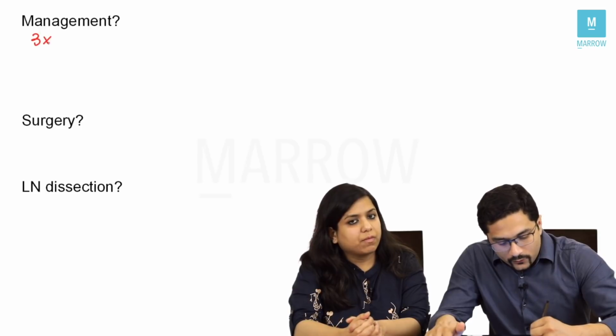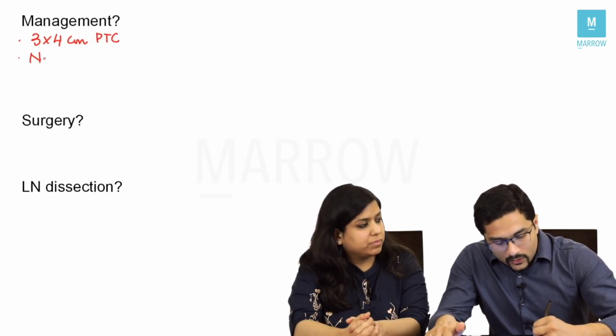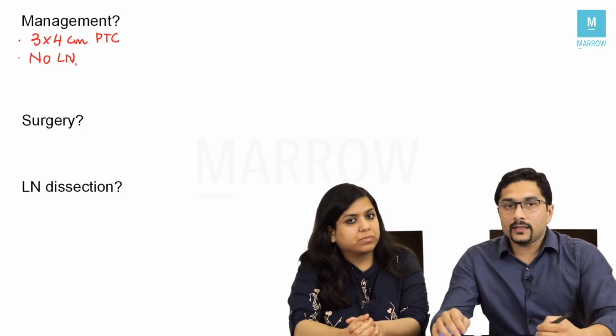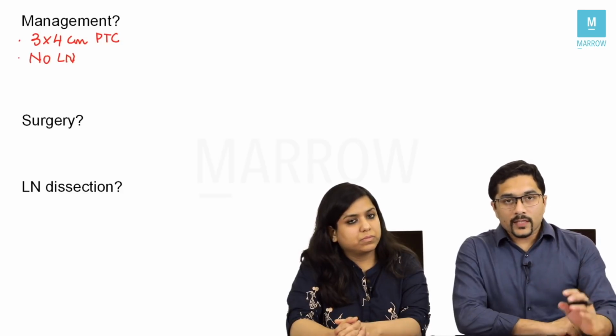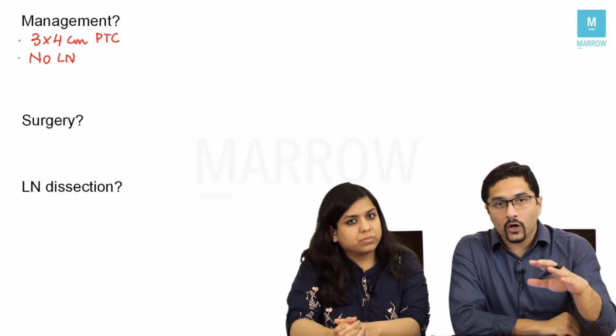So we have a 3 into 4 centimeter papillary thyroid cancer and we know that there are no lymph nodes here, right? There are no lymph nodes. So because the lesion is more than 2 centimeters in size, we are completely ruling out a hemithyroidectomy option here.